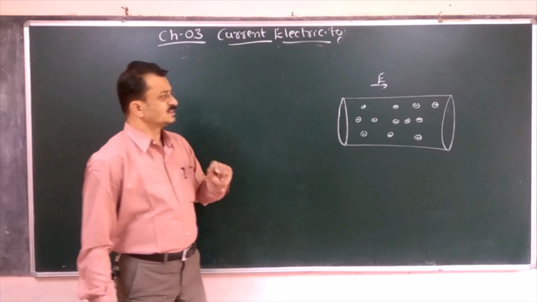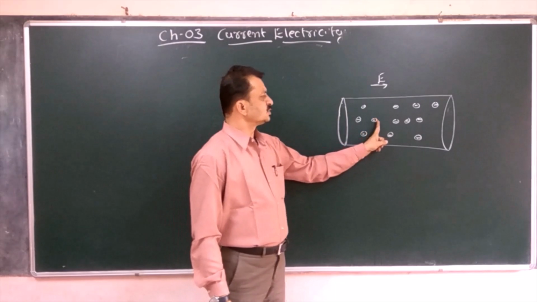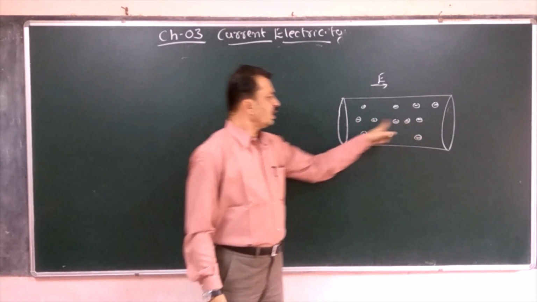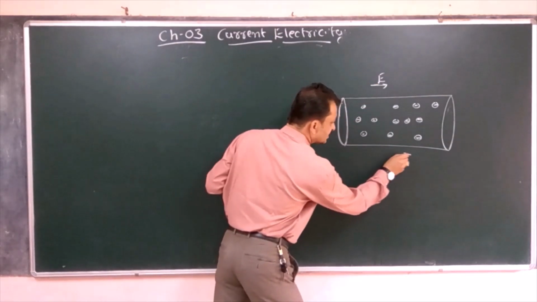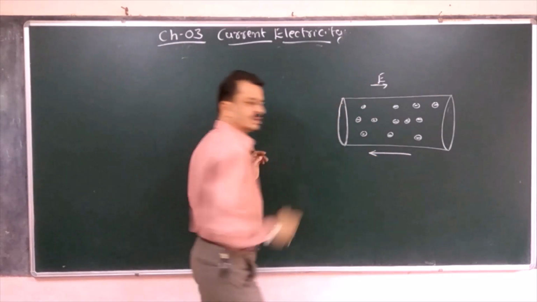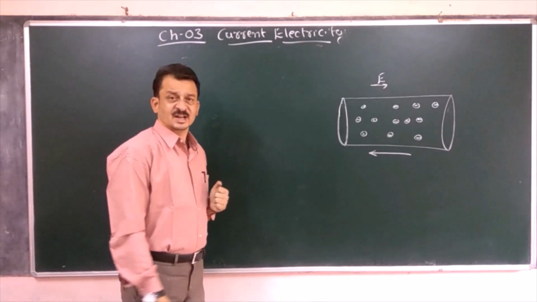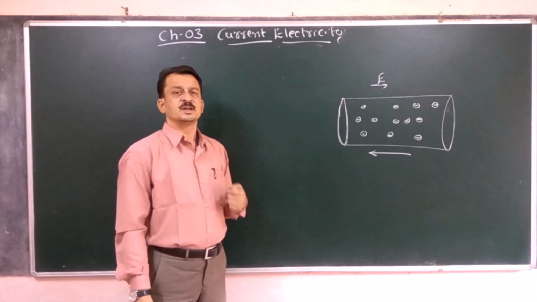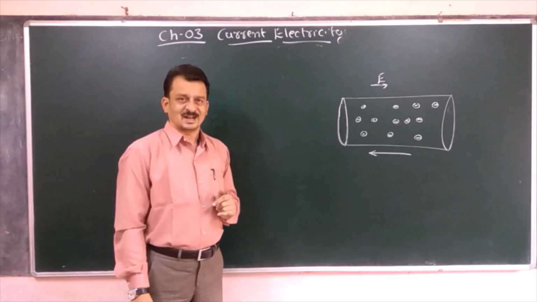In the case of conductors, when an electric field is applied, the electrons, which are the negatively charged carriers, move in opposite direction to the electric field. Now the electrons start to move in this direction. Then what is the direction of the conventional current? The direction of the conventional current is so chosen, it is always in opposite direction to the flow of electrons.